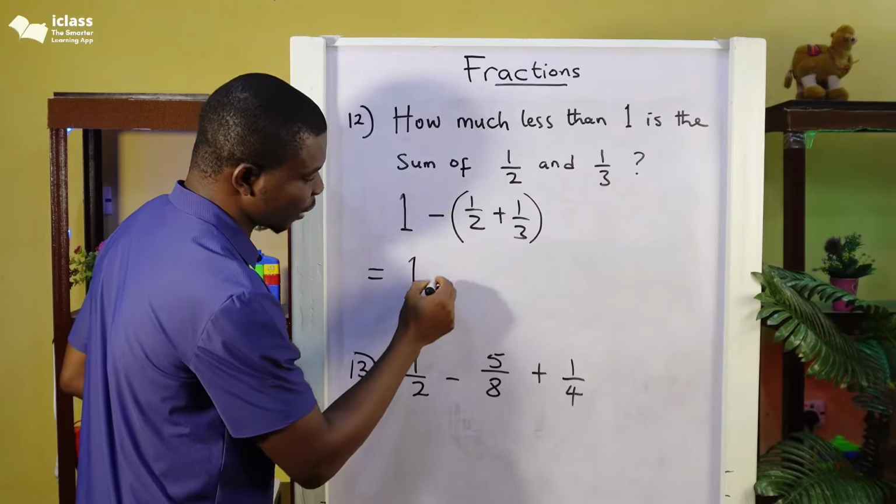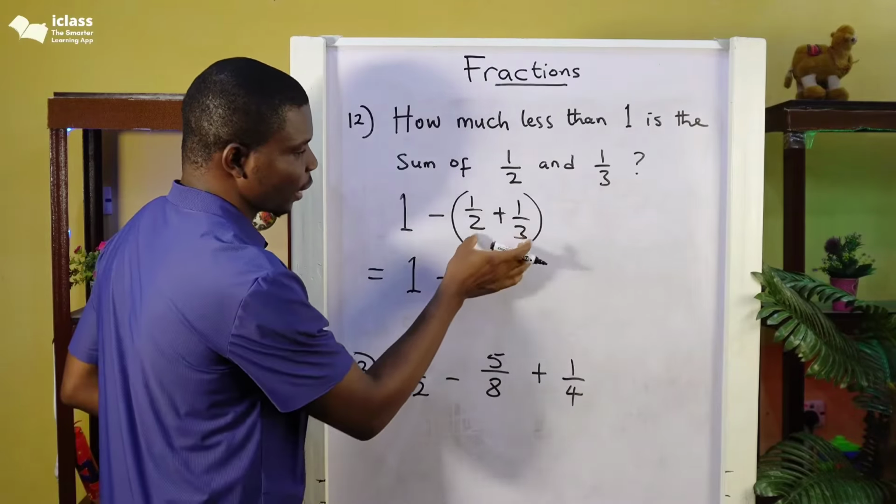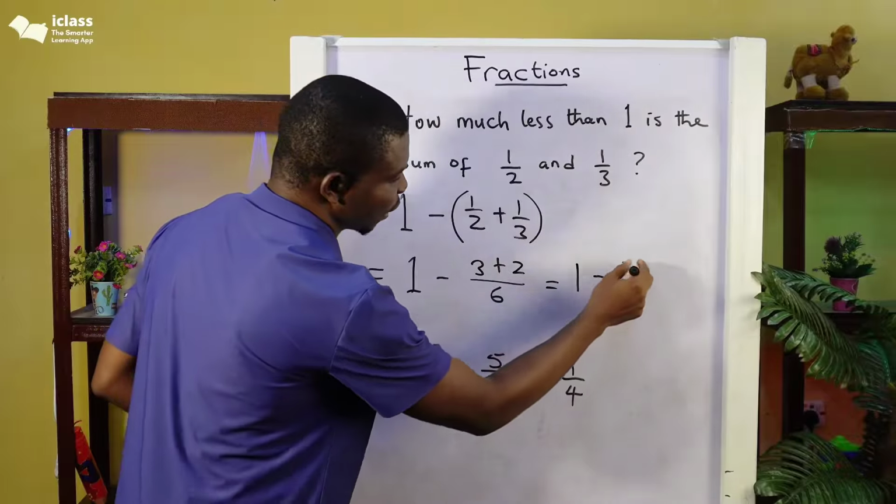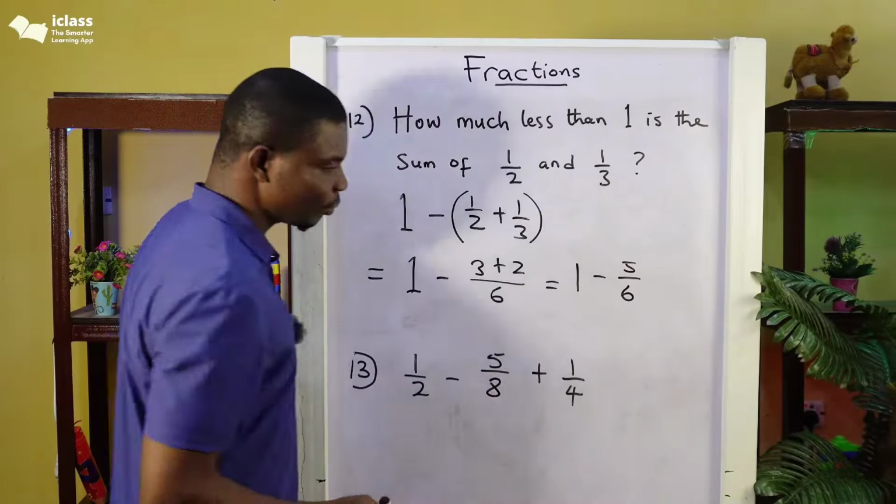So this is going to be 1 minus the LCM of 2 and 3 is 6. 6 divided by 2 is 3 times 1 is 3 plus 6 divided by 3 is 2 times 1 is 2. So we now have 1 minus, what is this? 5 over 6. 1 minus 5 over 6.